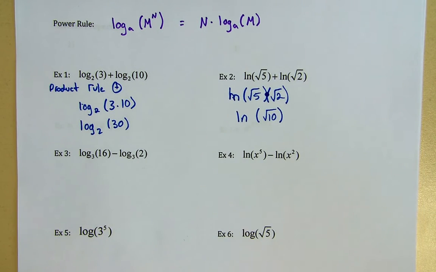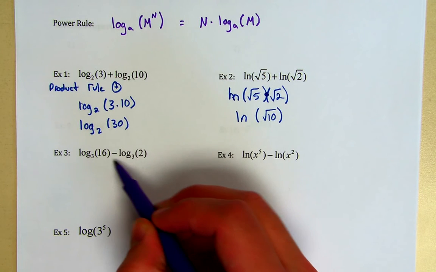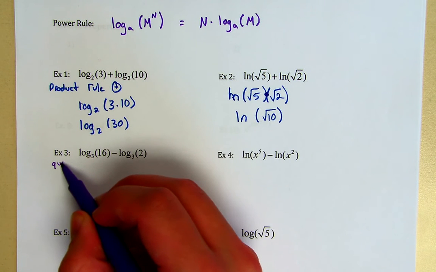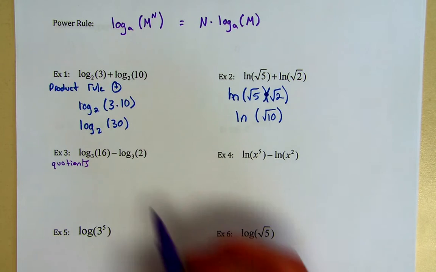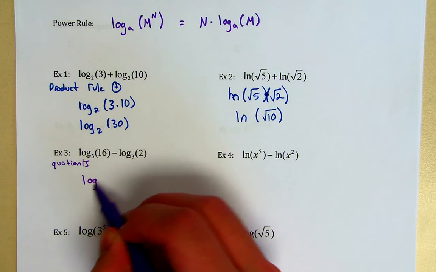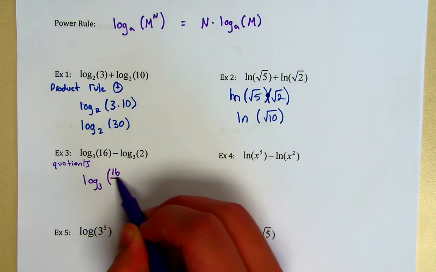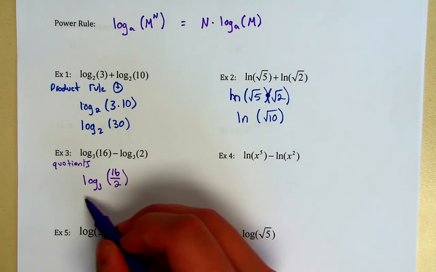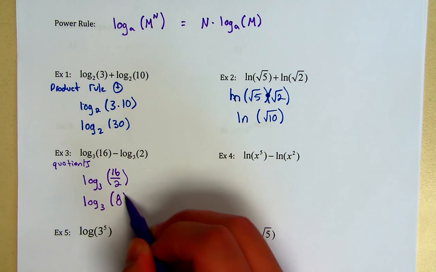Examples 3 and 4, now we're going to go with the quotient rule. So here we have minus. That tells me, hey, I'm using quotients. So I have log, same base, base 3 of 16 divided by 2. And I reduce that to log base 3 of 8.